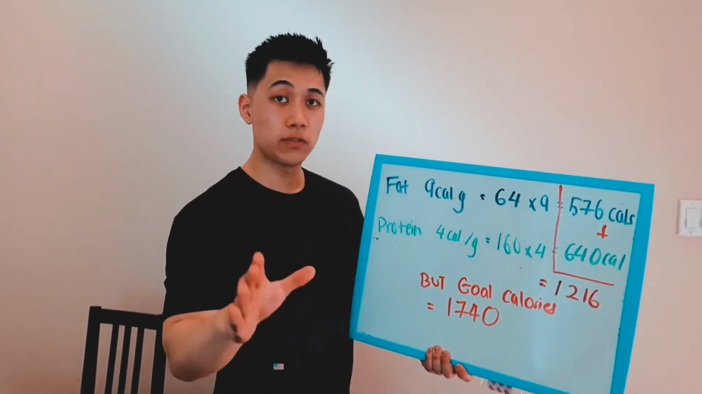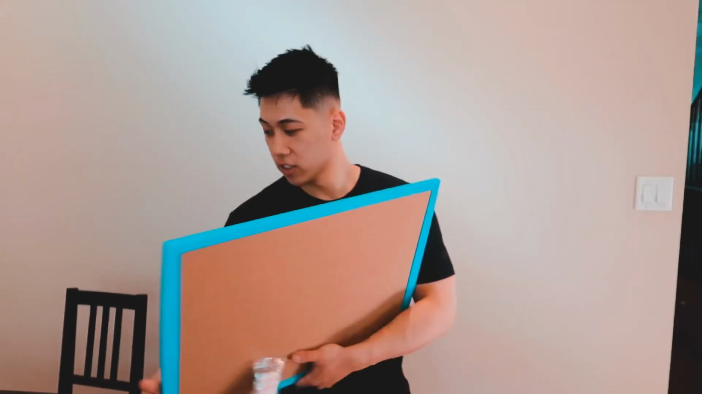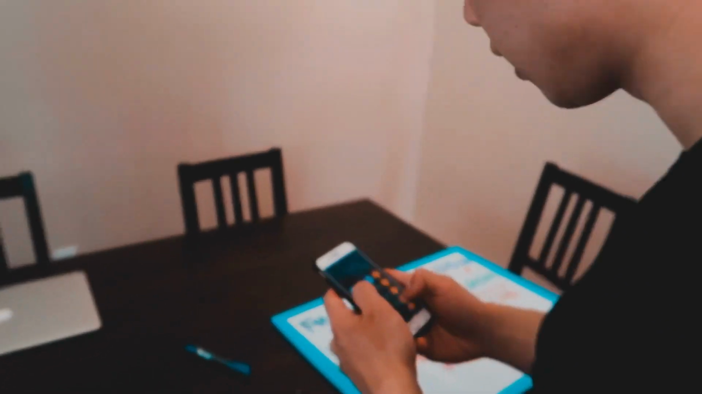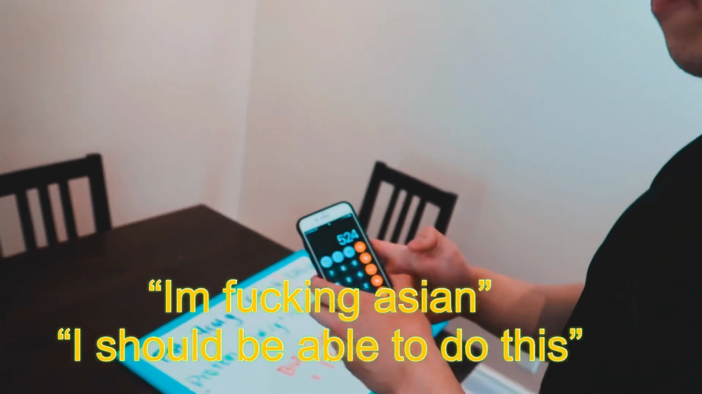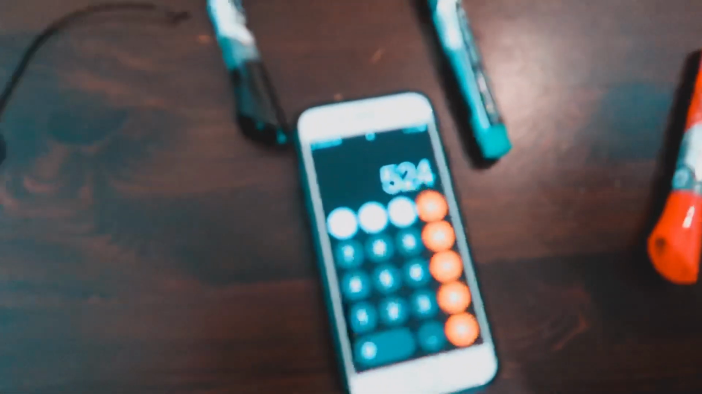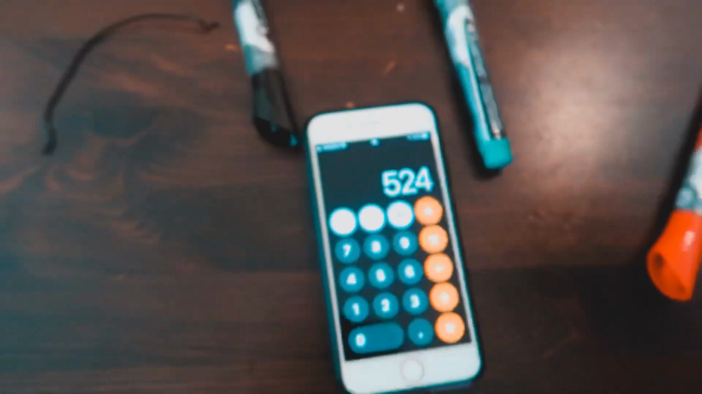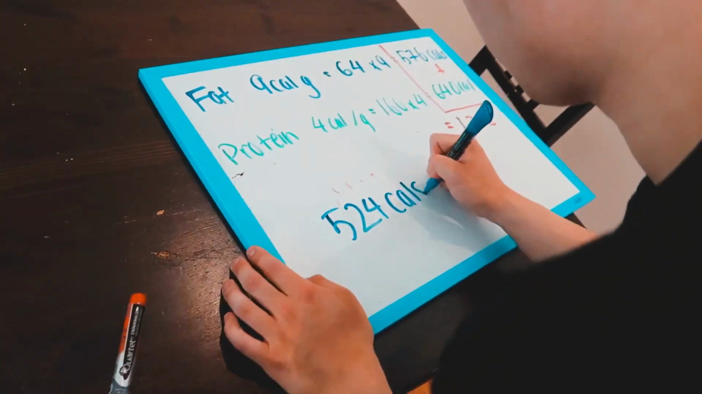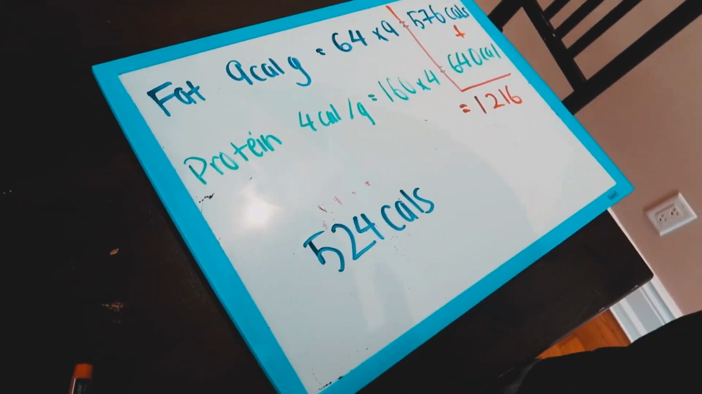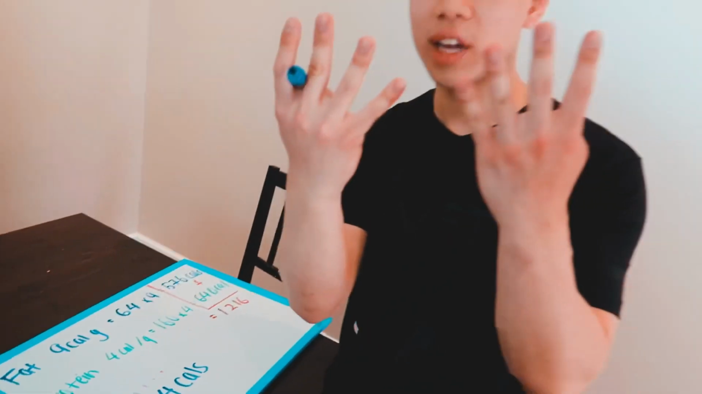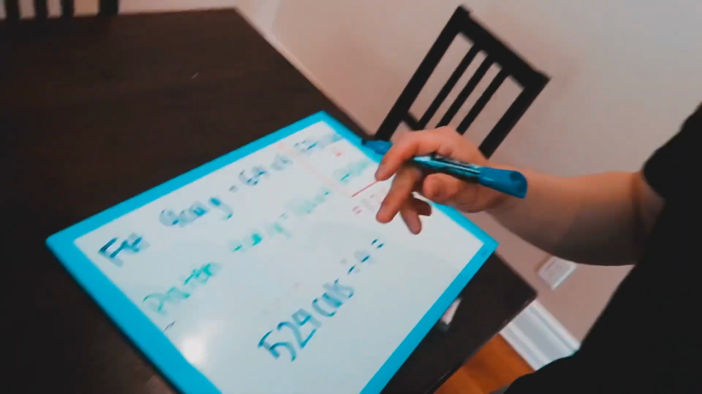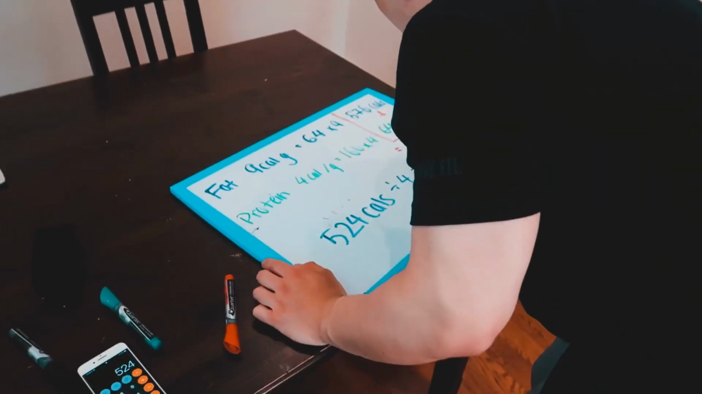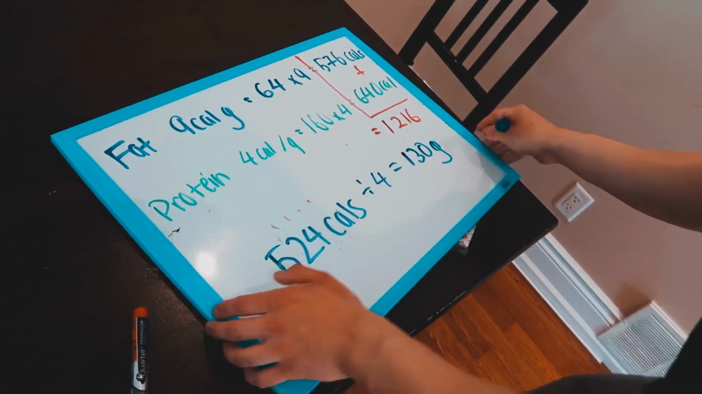But our goal was, as you guys remember, 1740, right? So we're gonna get 1740 minus 1216, and that gives us 524 calories, okay? So 524 calories are left, and that's gonna be carbohydrates, right? A gram of carbohydrate is 4 calories. So you're gonna get 524, divide that by 4. It gives us 130 carbs. Okay, so that's gonna be in carbs.